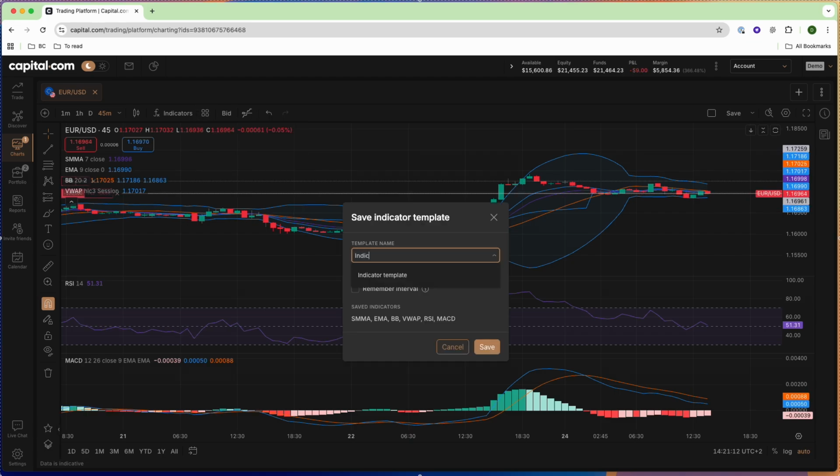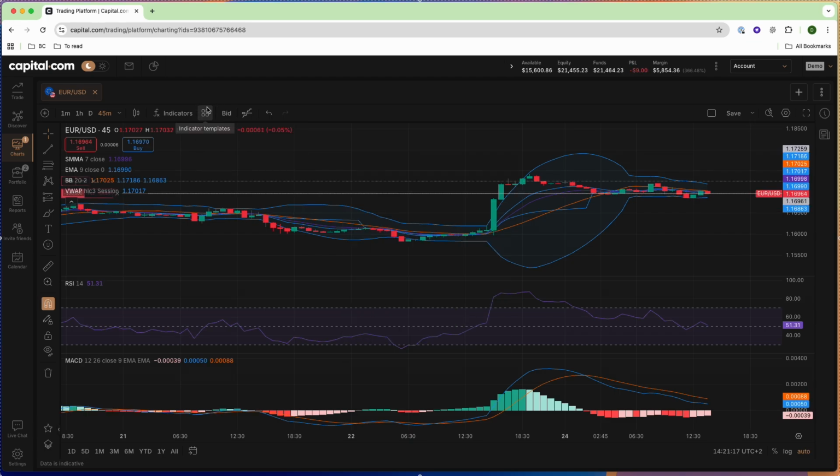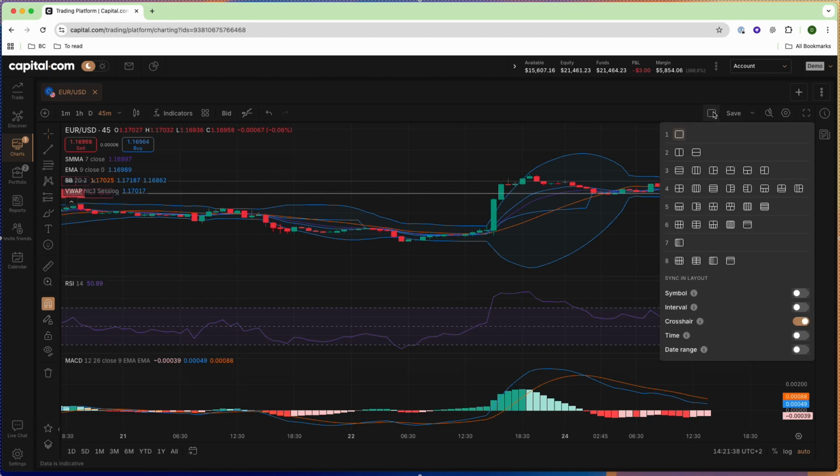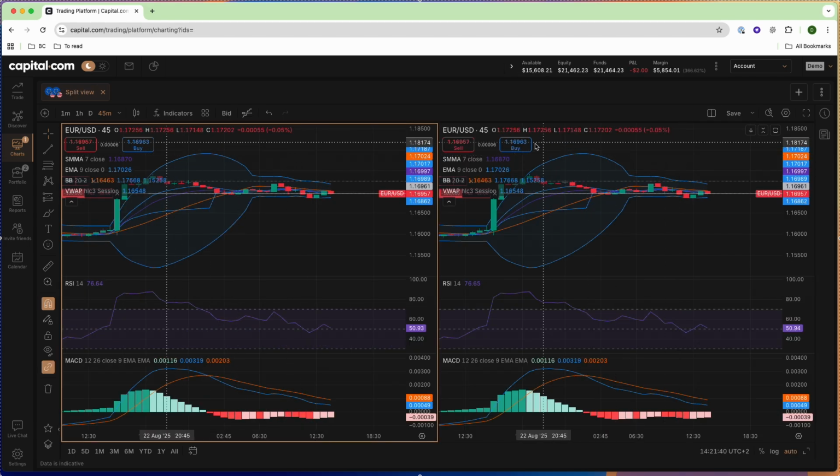To the right of the indicators, you can save an indicator template, switch between the bid and ask price, and you can decide to show or hide your positions or orders. On the upper right side, right above the chart area, you can split your screen to have multiple charts on your desktop to monitor more positions.